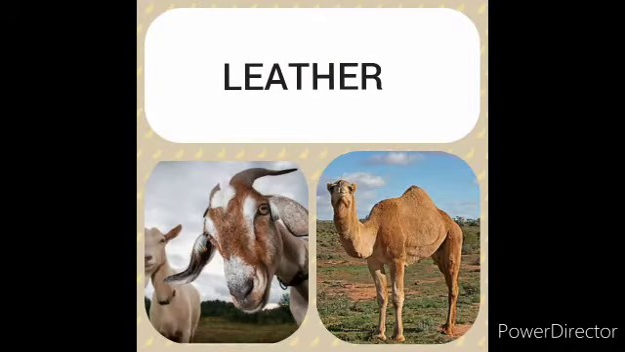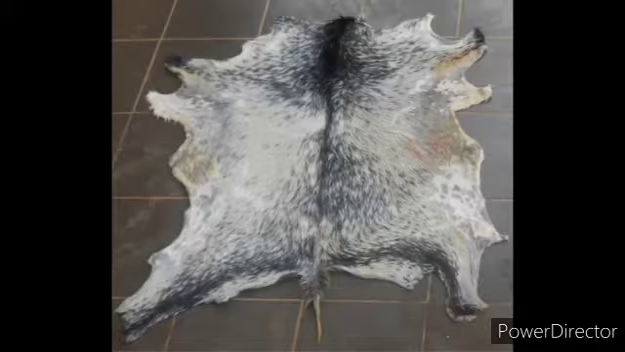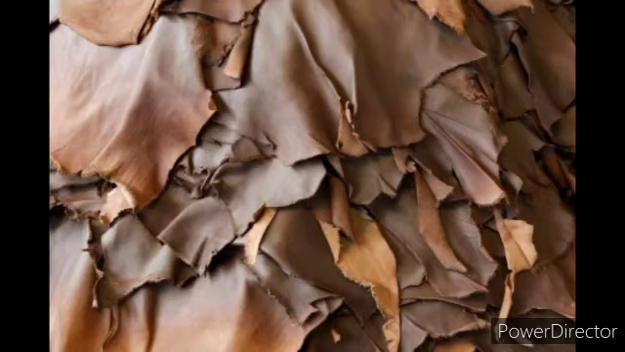Leather. This leather we are getting from the skin of animals such as camel, goat, and cow. This skin is removed from the dead animal. Look at this, this is the skin of the goat. The skin is removed from the goat once it is dead, and this skin is processed and changed into the leather form.